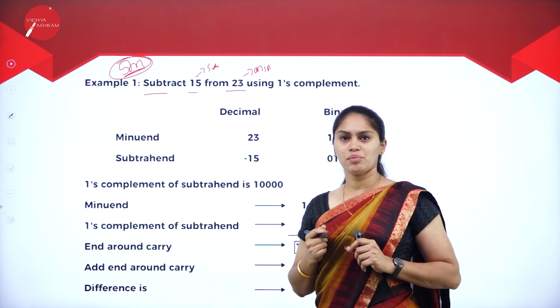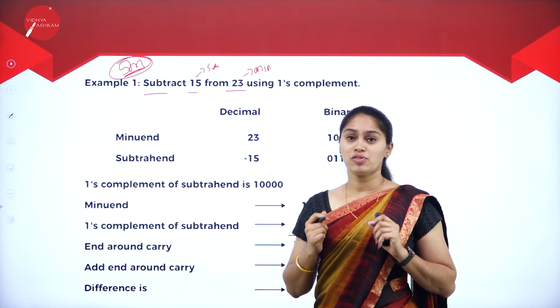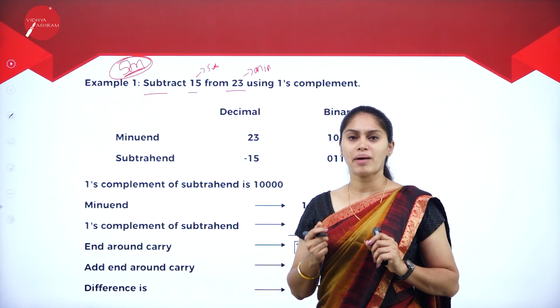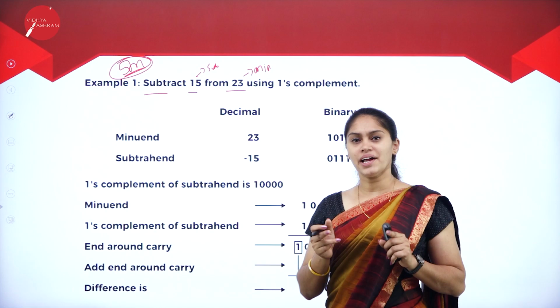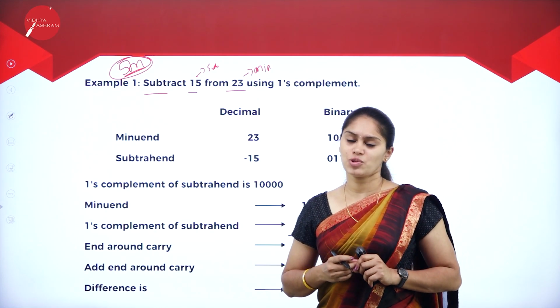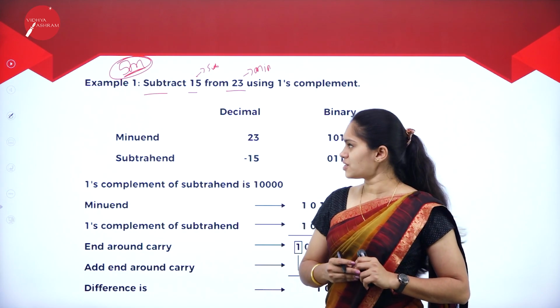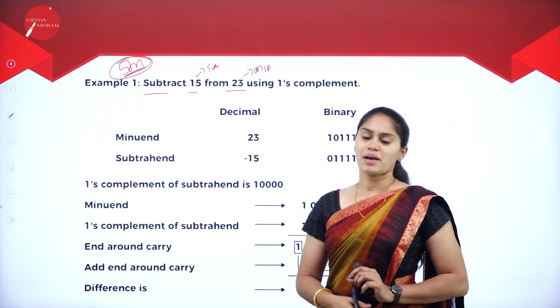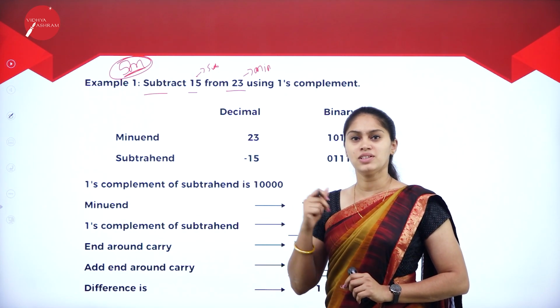At that time you have to find out which type of case we are dealing with, whether the minuend is greater than the subtrahend or the minuend is less than the subtrahend. Those two cases you have to be very conscious of. So now we'll see the problem. That is, I'm subtracting 15 from 23.